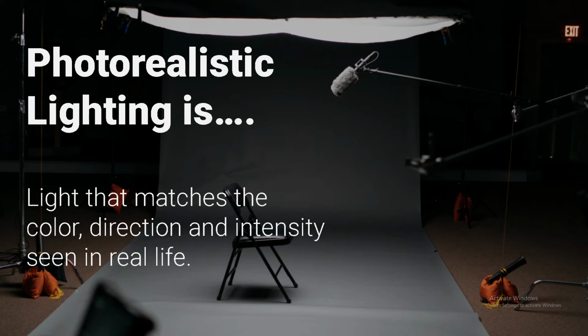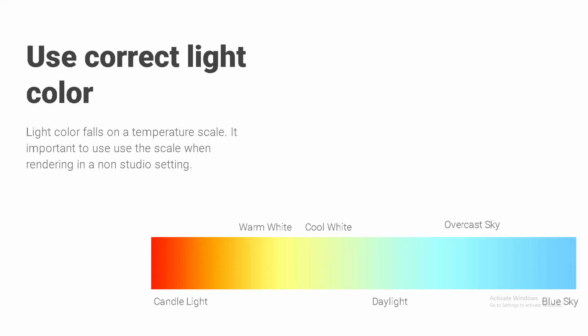Photorealistic lighting is lighting that matches the color, direction, and intensity as seen in real life. First thing is that you need to nail the color of the lights. Studio lights are of course white, but if you render in an environment, use this scale to see what temperature of light to use, whether it's supposed to be a render in midday or in a sunset-like setting. This can be applied to different types of lights and can even be used for natural lighting.